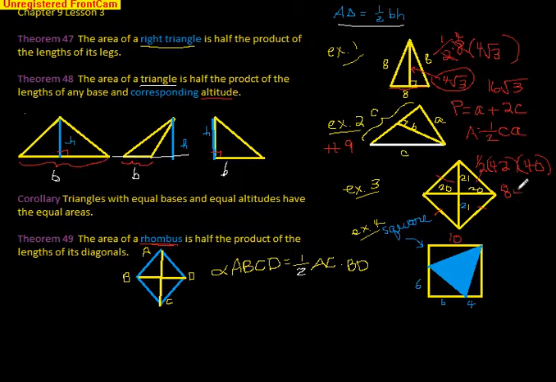That's not the only way you can get that one. You could also do each triangle. You could do this base with this altitude, and then this base and this altitude, and add them together. So there's a couple different ways if you can't remember that, but I remember that: half the product of the lengths of the diagonals.